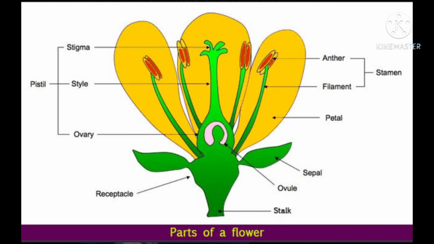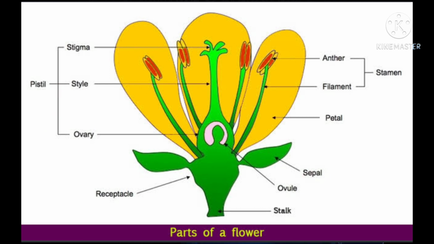Now see the next part, which is inside the flower. What is it? Yes, you can see at the tip a blunt region, a long tube-like structure and a bulged portion. That's the female reproductive organ. It's otherwise called the pistil or the carpel. What is the female reproductive organ? Pistil or carpel. Now what are the different parts of the pistil or the carpel?